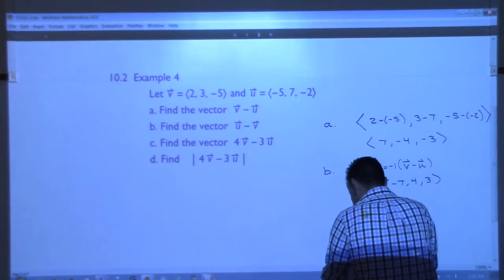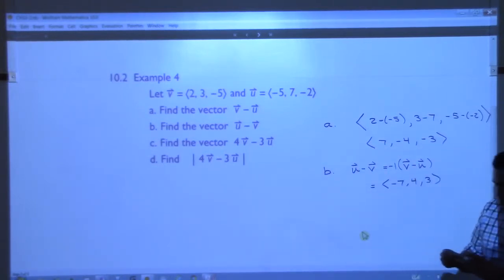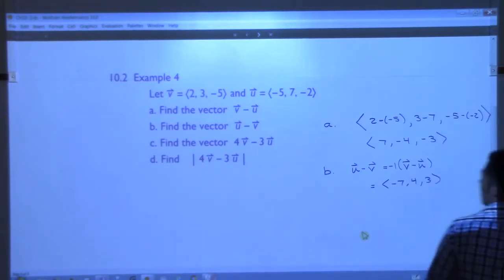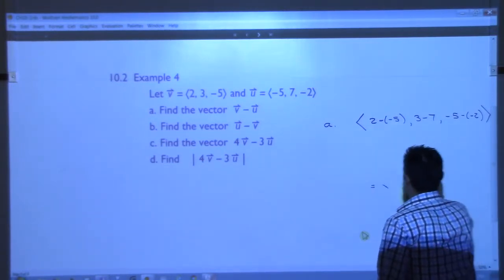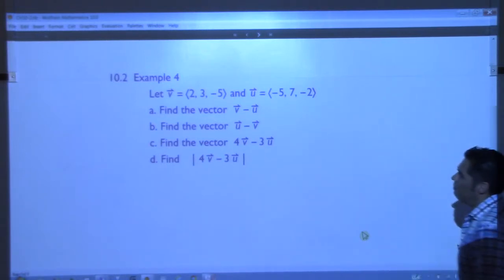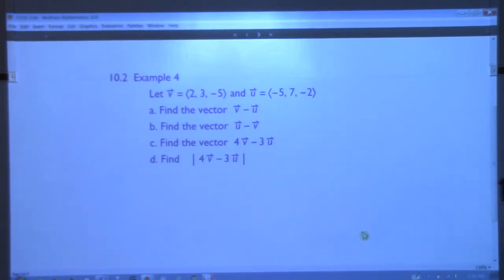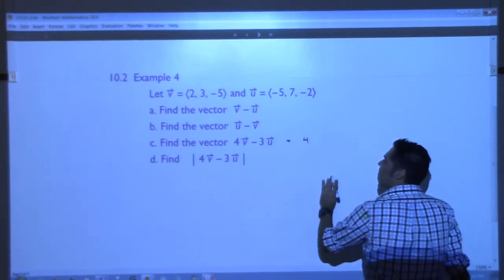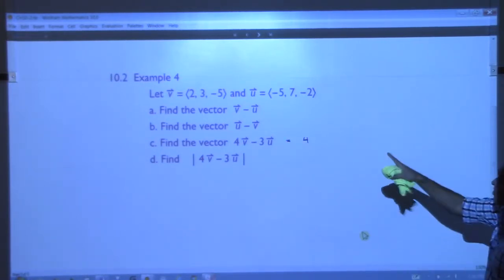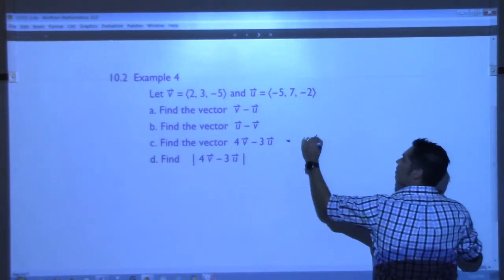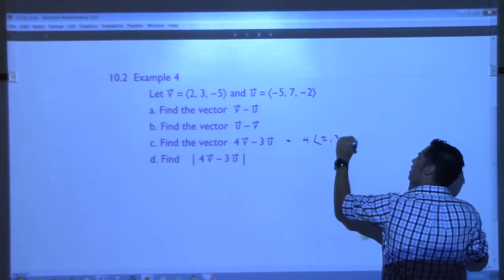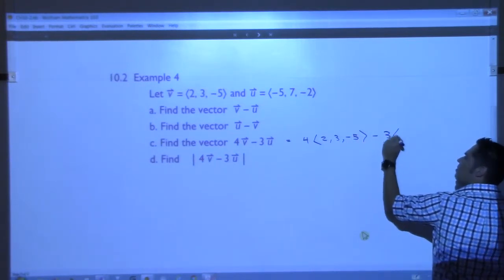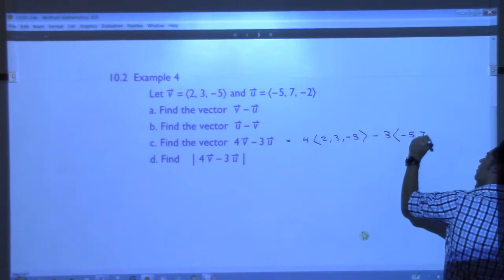Christopher. All right, Christopher, if you could look at part C. Unfortunately, we can't use any of that. So for part C, we're going to have 4 times v. So v, I'm just going to write down the vector, right? 2, 3, -5. And then we're going to subtract from that 3 times the vector u, which is -5, 7, -2.